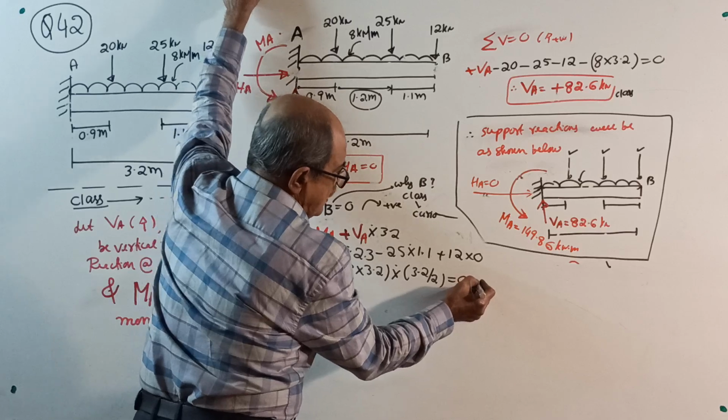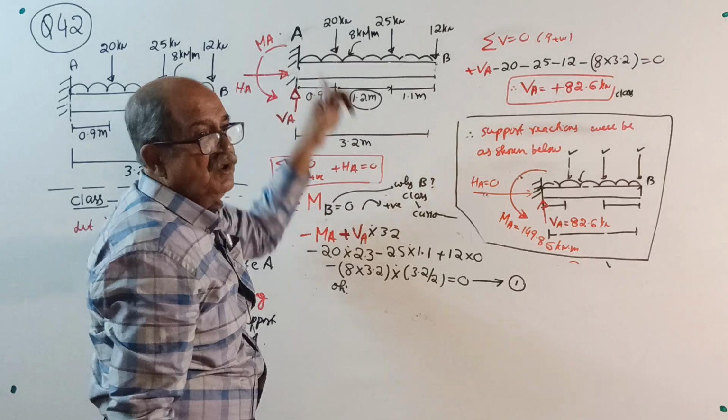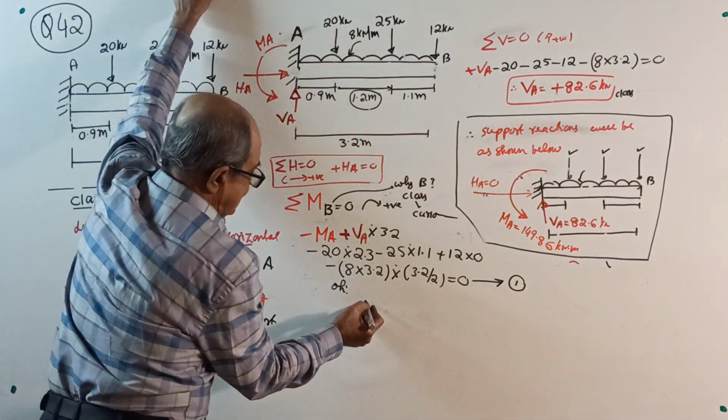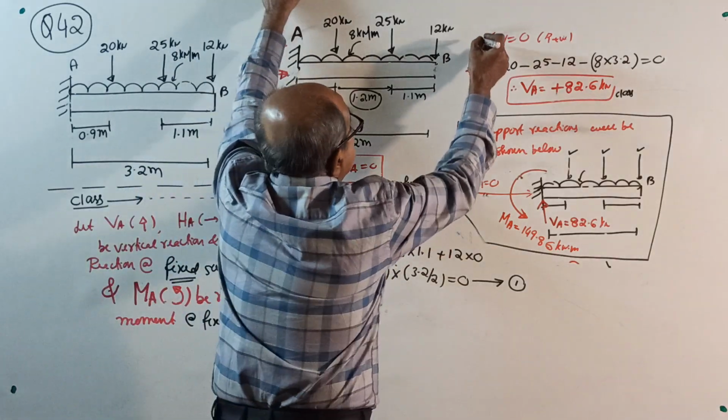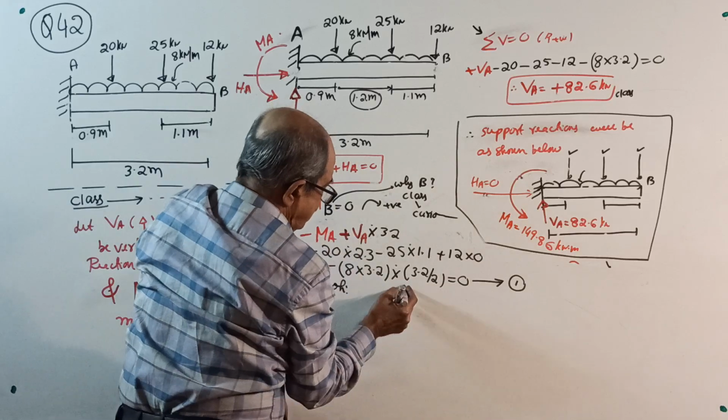You call this equation number 1. See, one number you have to give now. Okay, make it equation number 1. Then make sigma V equal to 0. Next go here, sigma V equal to 0.